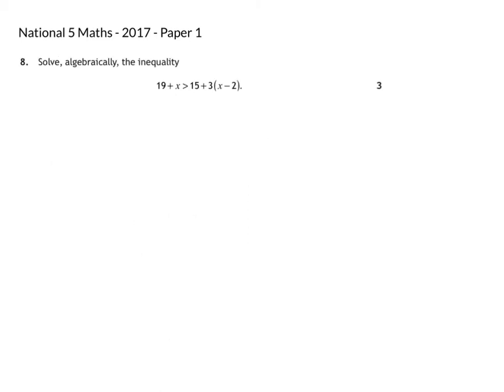Here we go with question 8. We need to solve algebraically the following inequality. Changing to black ink, there we go. So we've got 19 plus x is greater than 15 plus 3 lots of x take away 2. First things first, we need to get rid of our brackets. When we're solving these, brackets don't help us out, so we need to get rid of them first.